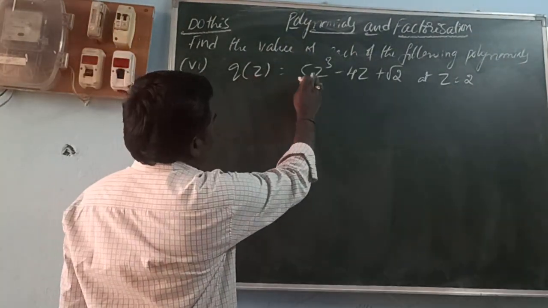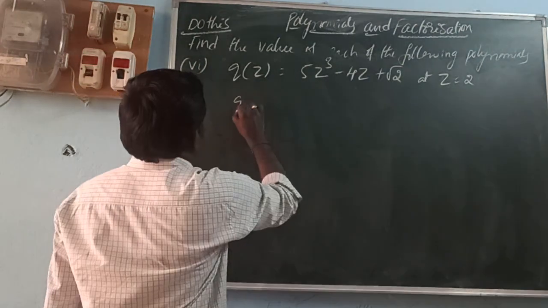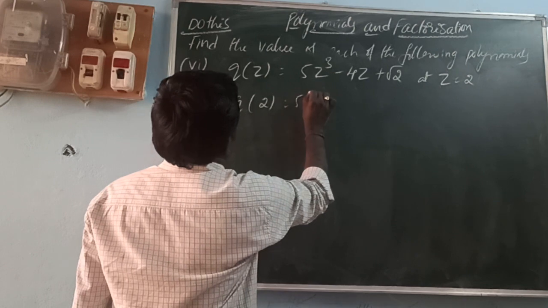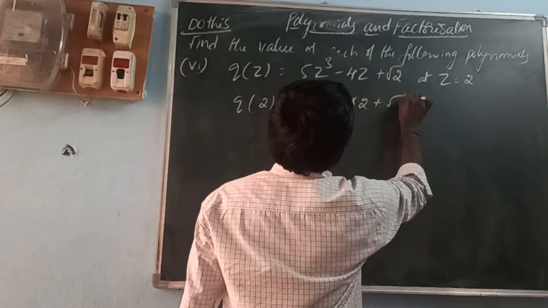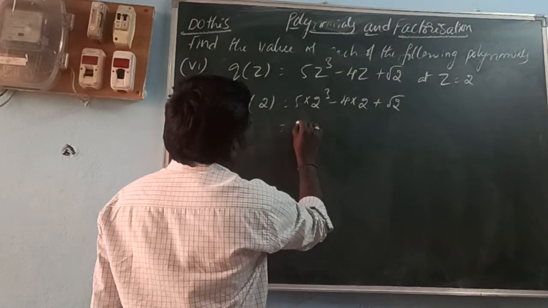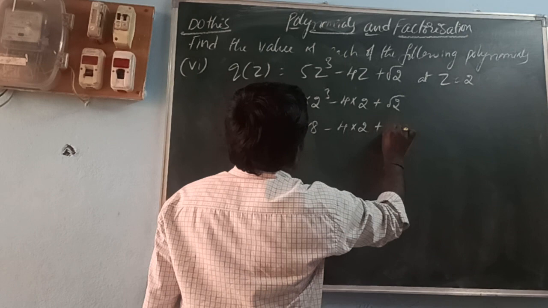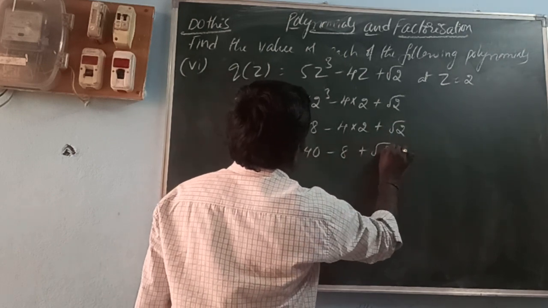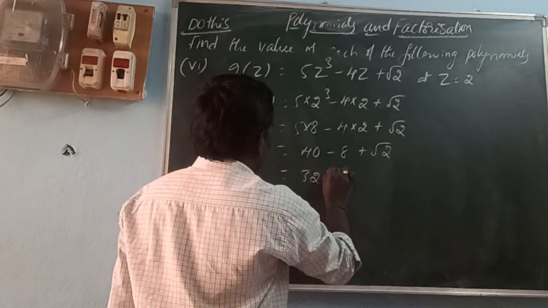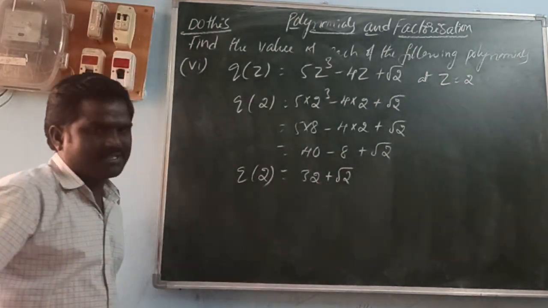Q of z is equal to 5z cube minus 4z plus root 2 at z is equal to 2. So Q of 2 is equal to 5 into 2 cube minus 4 into 2 plus root 2. So 5 into 2 cube, 8, minus 4 into 2 plus root 2. So 5 eights are 40 minus 8 plus root 2. 40 minus 8 is 32 plus root 2. So Q of 2 is equal to 32 plus root 2.